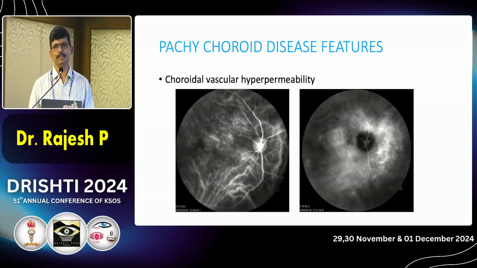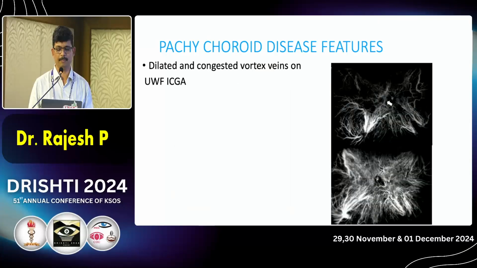But this is one feature of pachychoroid that can disappear in the late stage of the disease. As the disease progresses, the choriocapillaris atrophy sets in, and once the choriocapillaris atrophy sets in, then you will not be able to see this feature of choroidal vascular hyperpermeability.